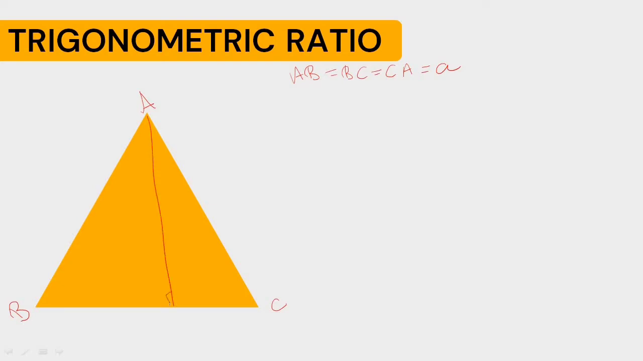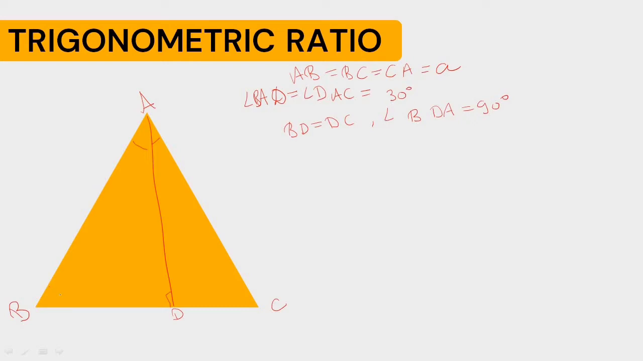Suppose it is 90 degrees, and it is a median and altitude which divides these two angles into equal parts. Angle BAD is equal to angle DAC, which will be 30 degrees each, and BD is equal to DC, angle BDA is equal to 90 degrees. These are the properties which an equilateral triangle shows. Using these properties, we can find out different trigonometrical ratios of different angles.